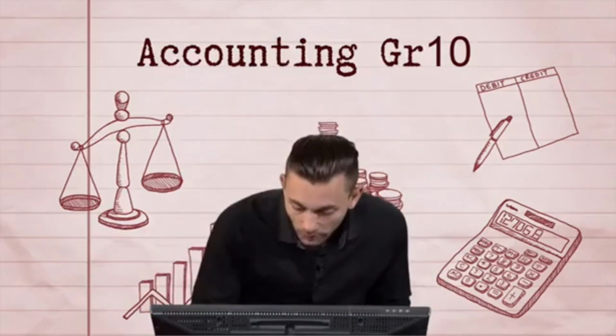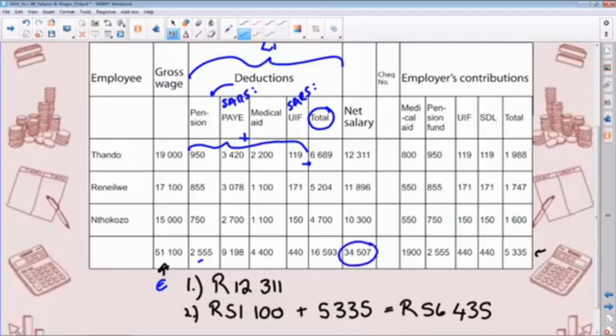And then you'll see all your credits, therefore all your deductions and your creditors for salaries. All of those amounts will equal your amount in the salaries T account, your expense account. And that amount, again, 51,100. You can go and double check and you will see. So therefore, the 34,507, the 440, the 4,400, the 9,198, and the 2,555, all of those added will give you your debit entry of 51,100.